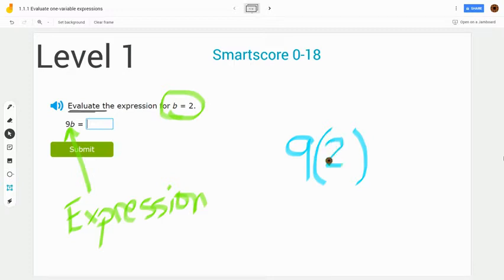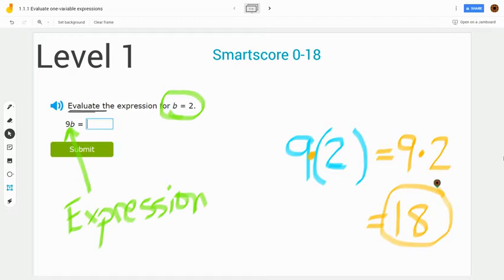Now sometimes it can be confusing. What are we actually doing here? Because there's no symbol, but whenever there's parentheses next to a number like this, it implies multiplication, right? If you want to, you could rewrite this as 9 times 2. That's what it means. In this case, that would just be 18. Right? 9 times 2 is 18. If you want to use a calculator to check yourself, that's totally fine. And that is for SMART scores. That's the type of expression you'll see to evaluate from 0 to 18.